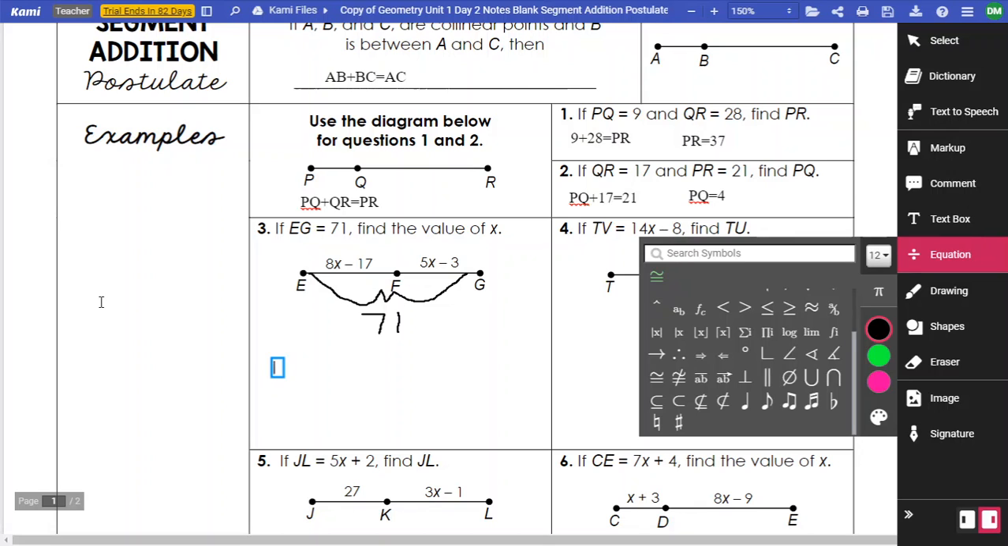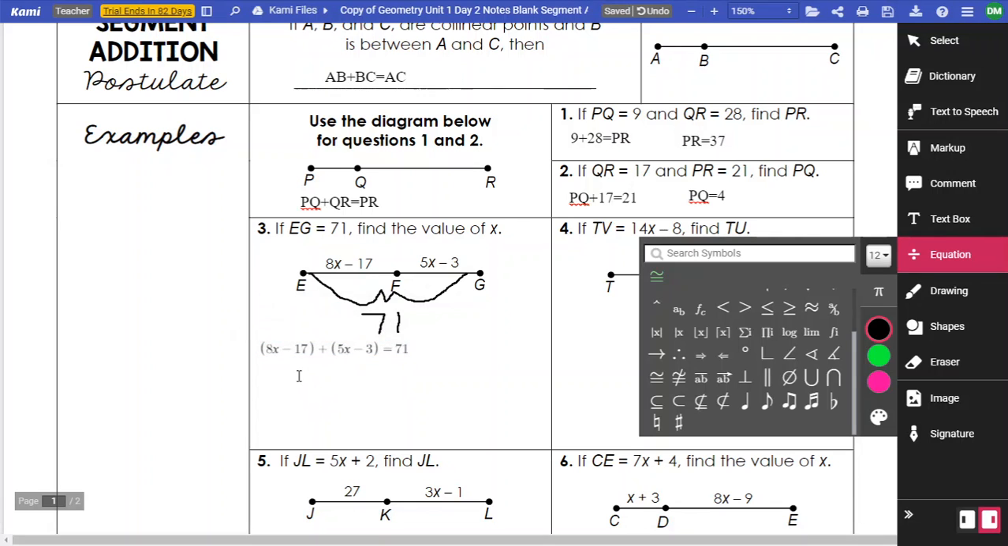Okay, so we know that EF is 8x minus 17. And we know that if we add that to FG, which is 5x minus 3, then we get EG, which is 71. Okay, very good. So let's move this up just a little bit so we have room.